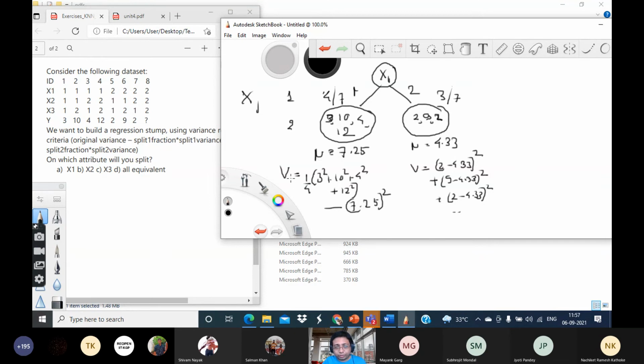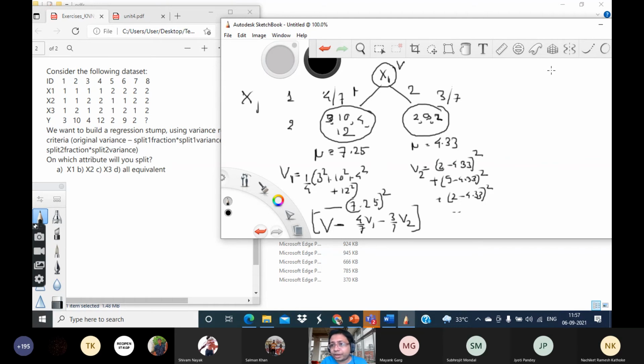So whatever value, let me call this variance V1 and this variance V2. Apart from that, there is the original variance also. What is the original variance? Let's call it V, which you can just calculate. So the variance gain which I get in this case is V minus 4/7 of V1 minus 3/7 of V2. Correct? So this is the variance gain which you get in case of feature x1.